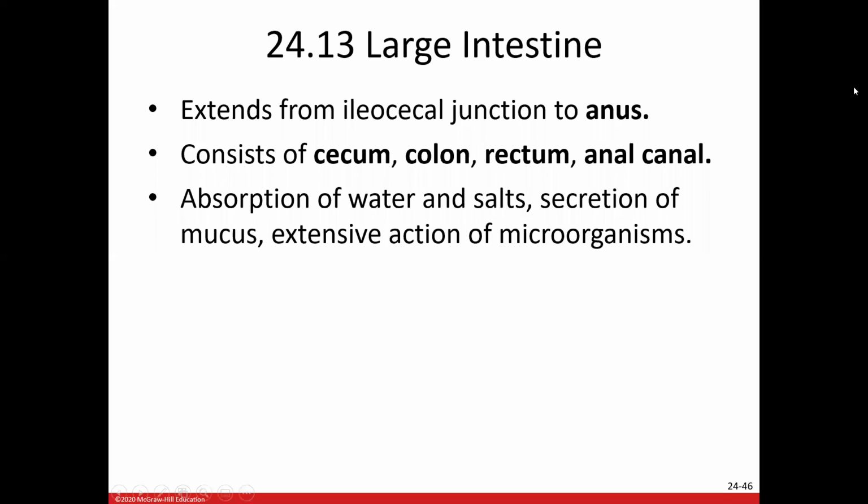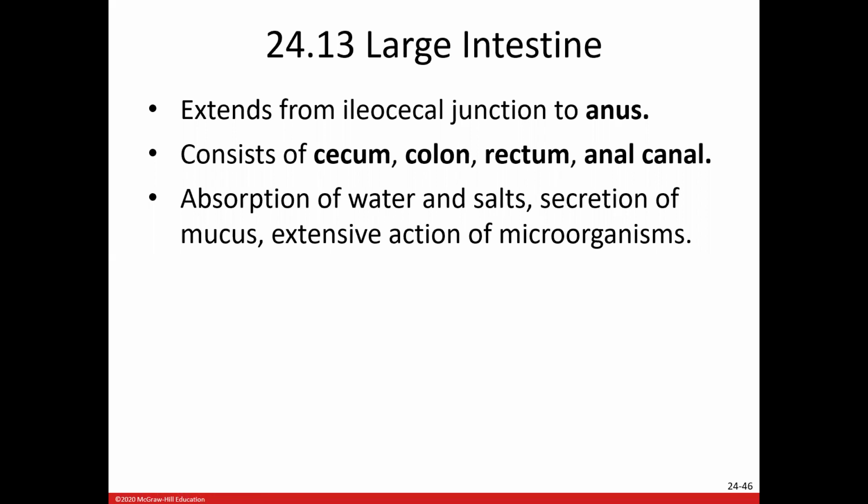So we've arrived now at the last major organ of the digestive system, and that is the large intestine. The large intestine extends all the way from the ileocecal junction, that's where the small intestine joins the large intestine, to the anus. And the large intestine has a couple different pieces.